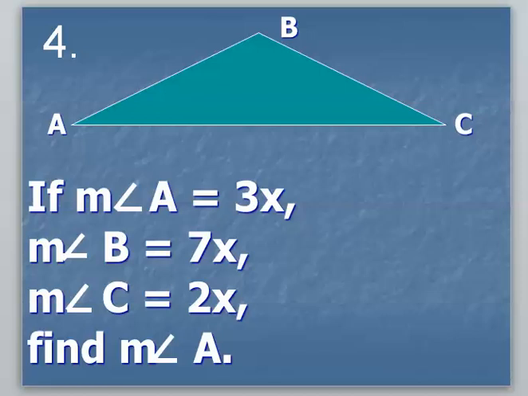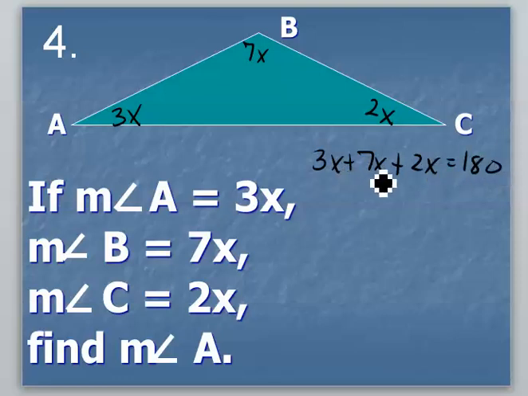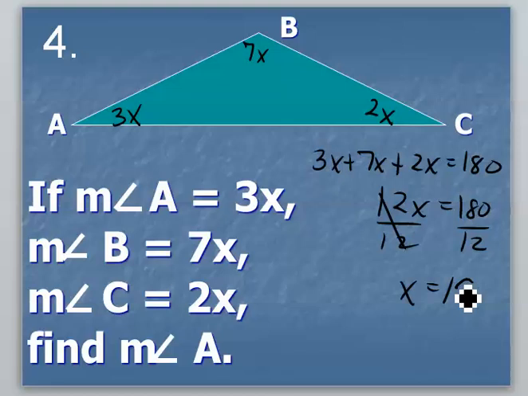We'll also do some of these using algebra. For number 4, the measure of angle A is 3x, the measure of angle B is 7x, and the measure of angle C is 2x. To start, I'm not going to worry about what they're asking me to find. I'm going to think about how I find x. If I add up the 3x, the 7x, and the 2x, if I add the 3 angles in the triangle, I know they should be 180 degrees. So 3x plus 7x plus 2x equals 180. 3 plus 7 is 10 plus 2 more, 12x equals 180. And if we divide by 12, we get that x is 15.